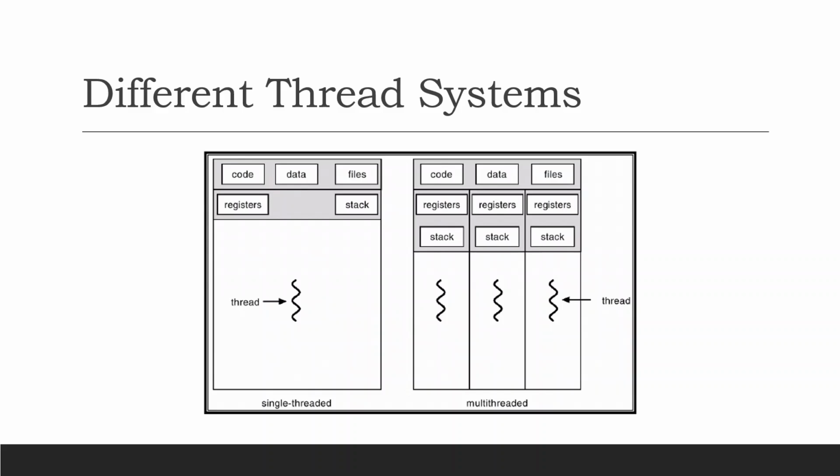Right here, we have a single-threaded system where almost all the resources are shared. But in a multi-threaded system, because each thread has its own registers and stack, having that small segment of their own local data allows for ease in computation.